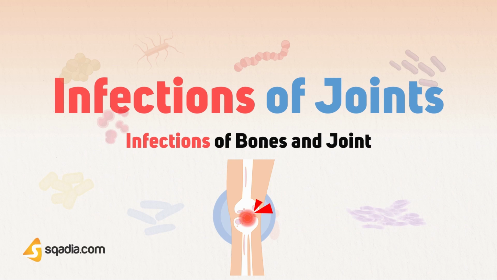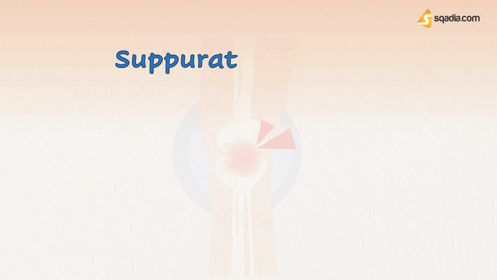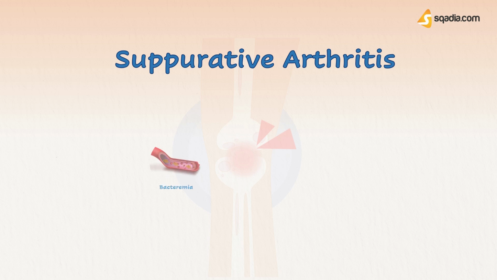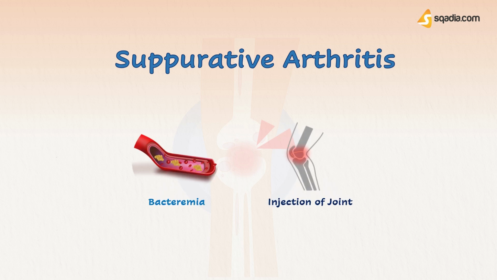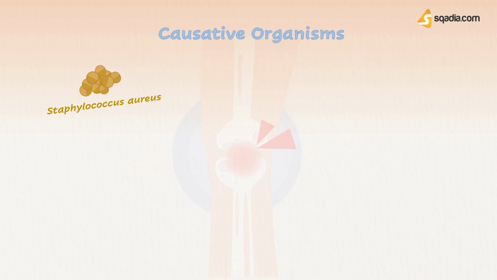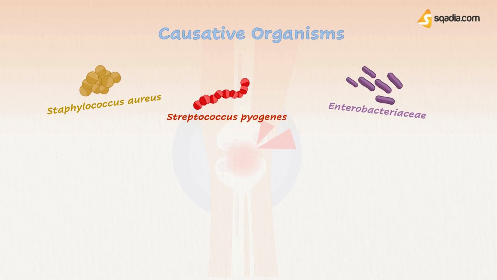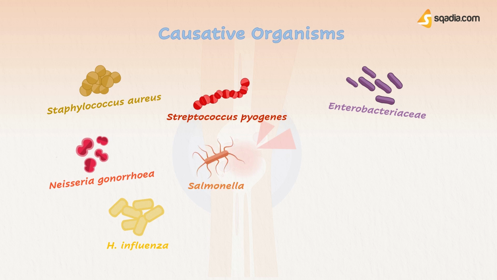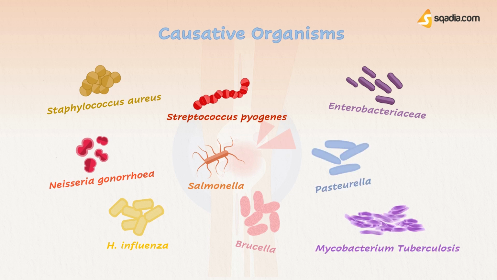Now, the next infection we will discuss is suppurative arthritis. This usually follows bacteremia or direct injection of the joint. The most common causative organisms are Staphylococcus aureus and Streptococcus pyogenes. Other causes may include Enterobacteriaceae, Neisseria gonorrhoeae, H. influenzae, Salmonella species, Brucella, Pasteurella, and tuberculosis.